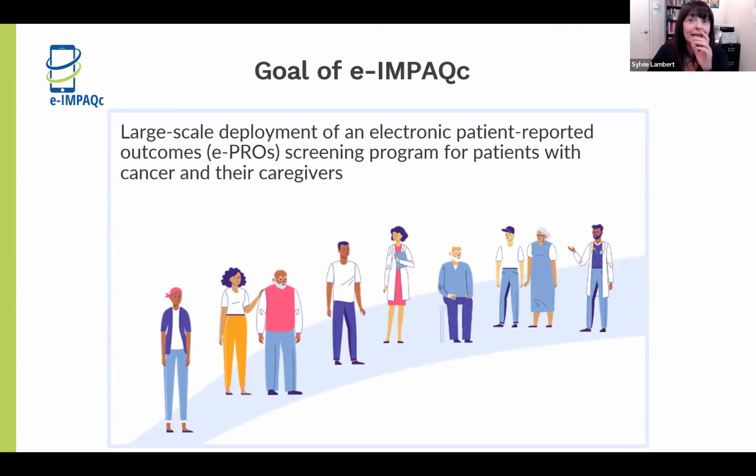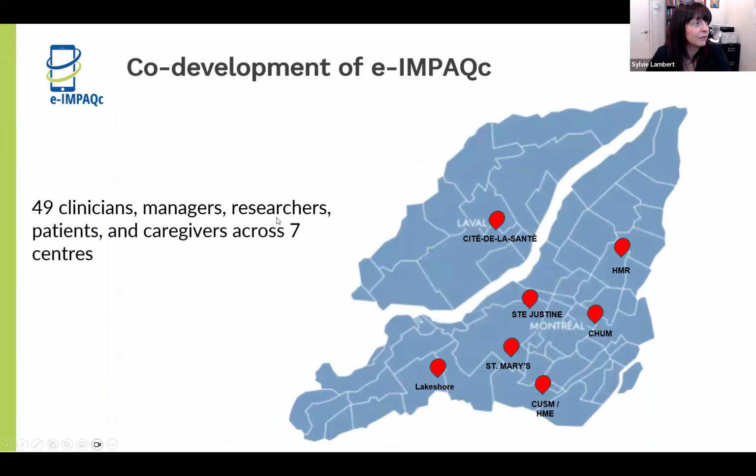But the large deployment, again, think about that previous evidence that I showed you, right? Like right now in oncology, we are no longer in a situation where we're doing randomized controlled trials to establish efficacy. We are really in a real world implementation and sustainability, because we know this can really have an impact for patients. And so eImpact was funded by the Canadian Partnership Against Cancer in 2017-2018.